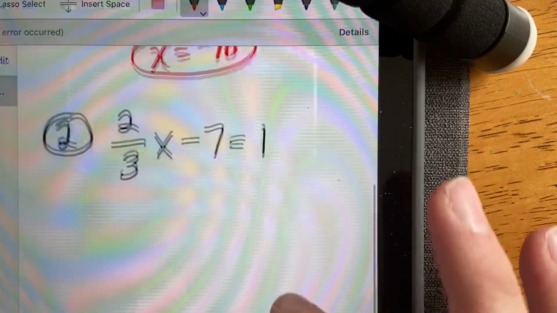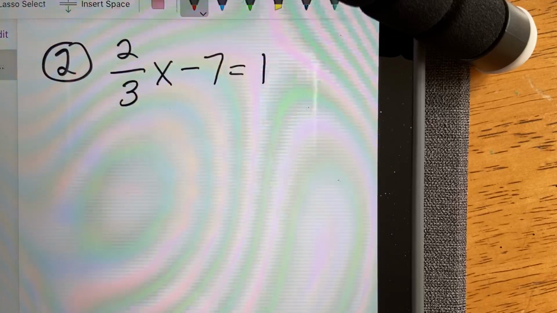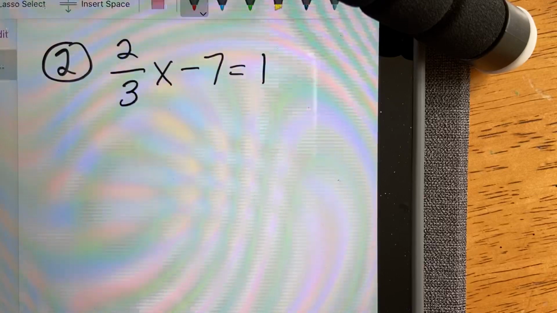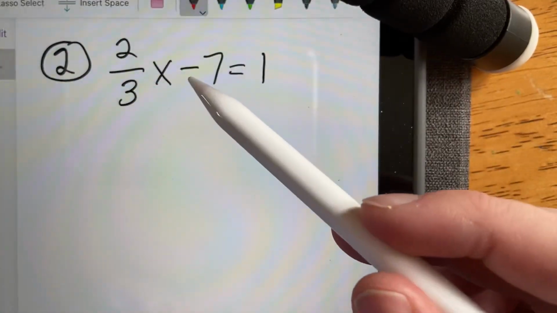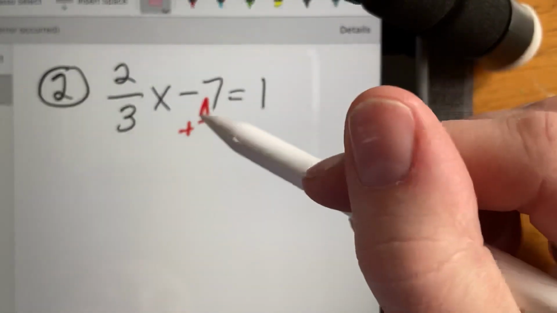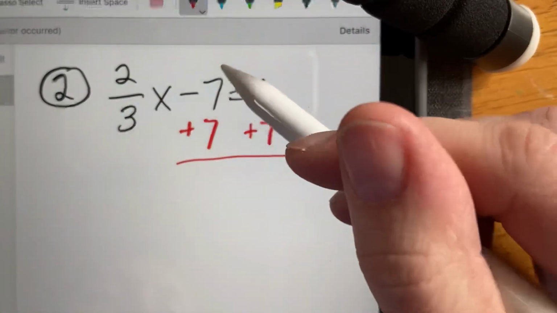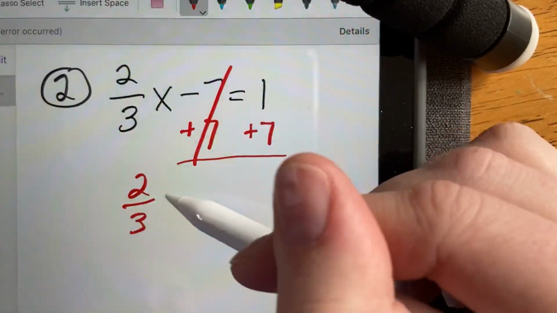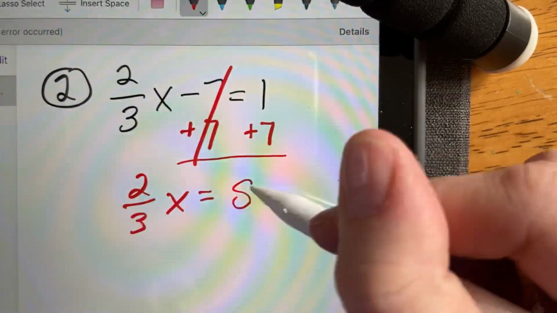For the next problem, I have 2/3 x minus 7 equals 1. It's the same exact type of problem, set up the same way, except the first step, instead of subtracting on both sides, we need to add, because we always do the opposite. Because it says -7, the opposite would be to add 7. Add 7 to both sides. And the reason we do that is so -7 plus 7 is 0. Carry down the 2/3 x, and that's going to equal 1 plus 7, which is 8.